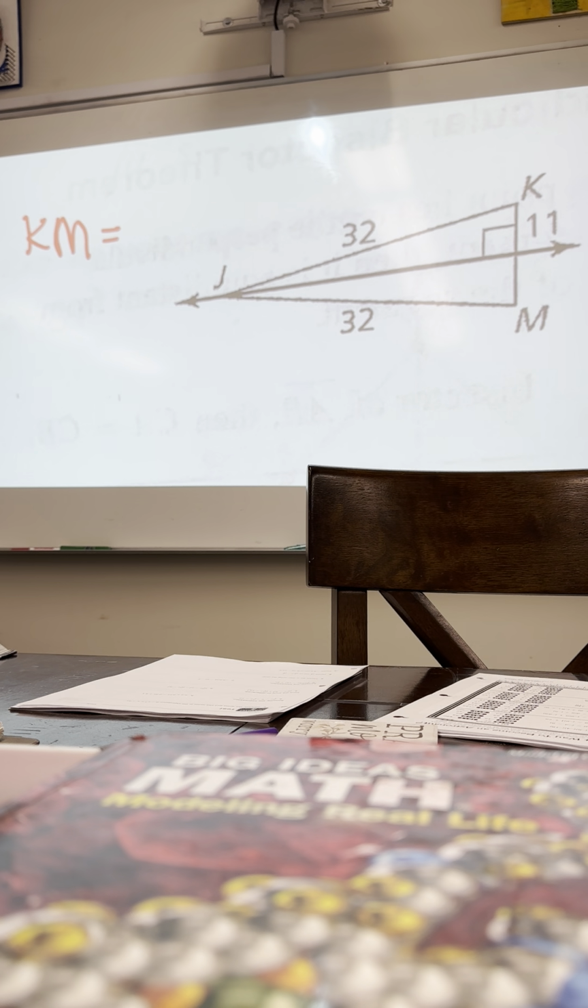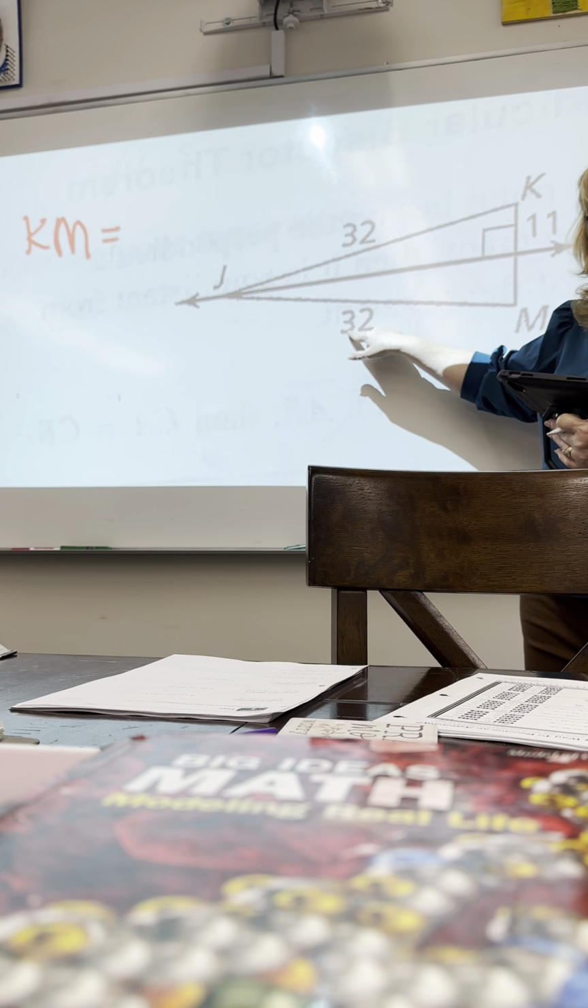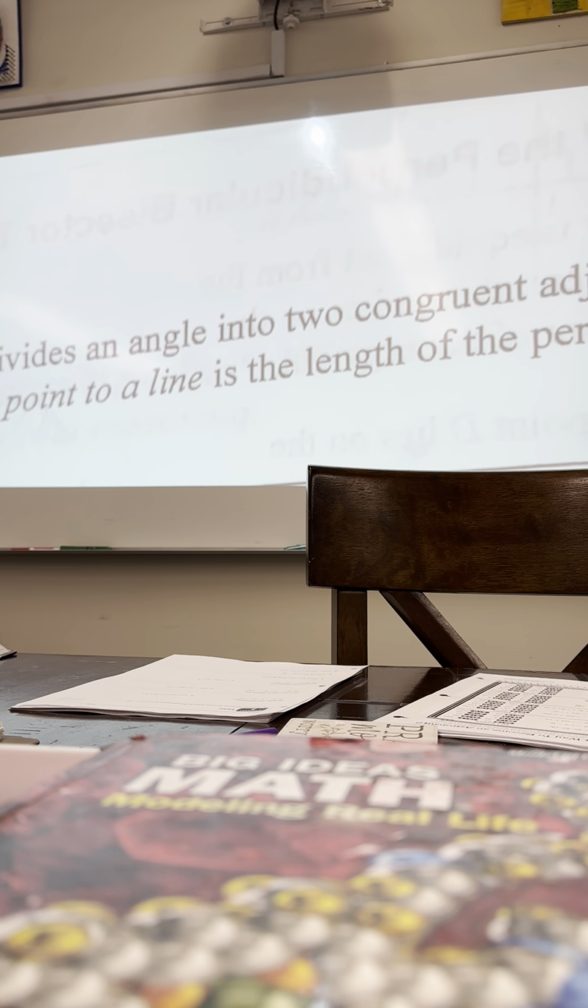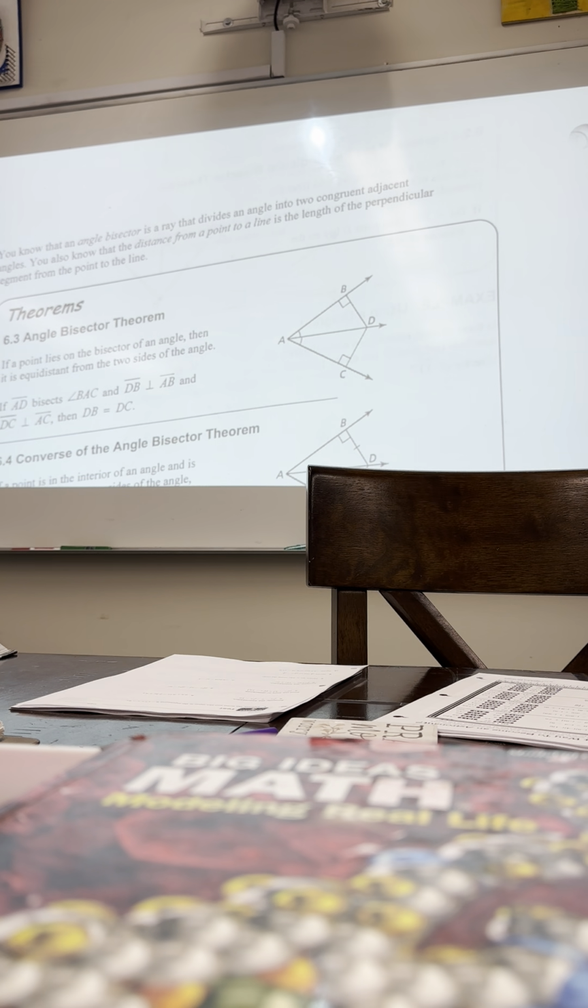Okay, so J is on the perpendicular bisector of the segment, which tells us that you have a perpendicular bisector because these pieces were congruent, right? Okay, so this is the converse. The answer is 22. Moving on. Okay, that was the converse there.